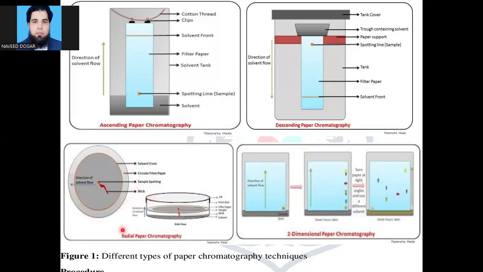And in this diagram, you can see there is a circular paper. When we keep this paper in a petri dish, the solvent moves in a horizontal direction. So it is basically radial chromatography. And this diagram indicates two-dimensional paper chromatography. In this, the solvent can move in two directions, on the x-axis or on the y-axis as well. But these three types, ascending, descending and radial paper chromatography, are the common types of paper chromatography.